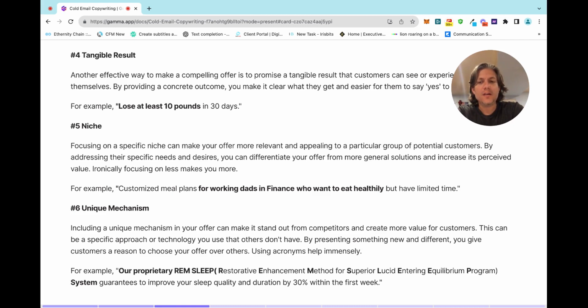help immensely. So, for example, if you help people sleep better, you can say something like, our proprietary REM sleep system guarantees to improve your sleep quality and duration by 30% within the first week. And the acronym: Restorative Enhancement Method for Superior Lucid Entering Equilibrium Program System. So this is an example of something you can utilize, which will help you stand out in a crowded marketplace.